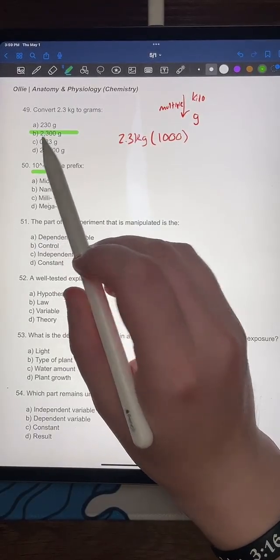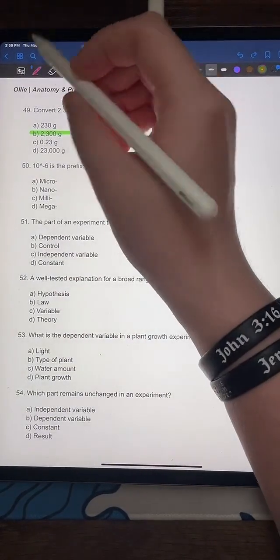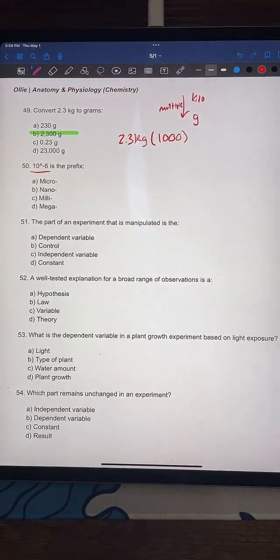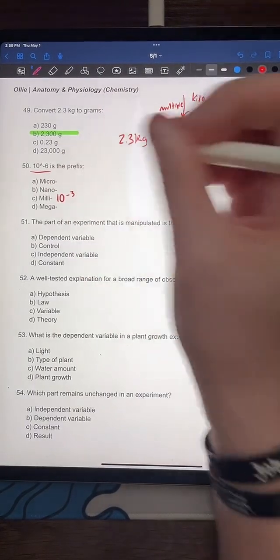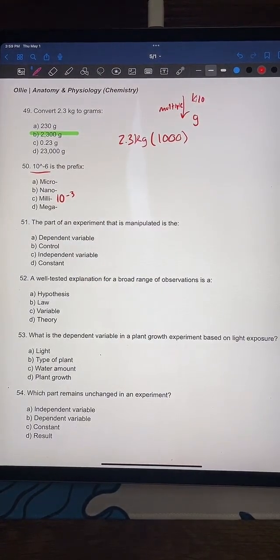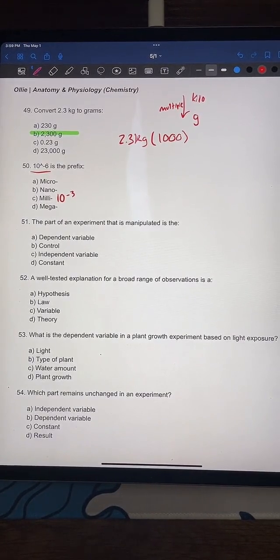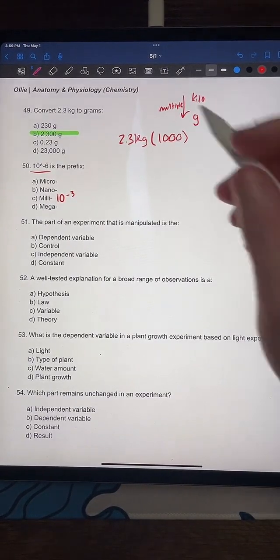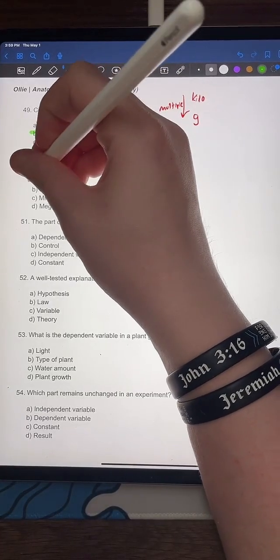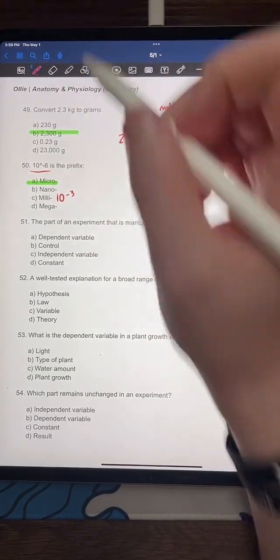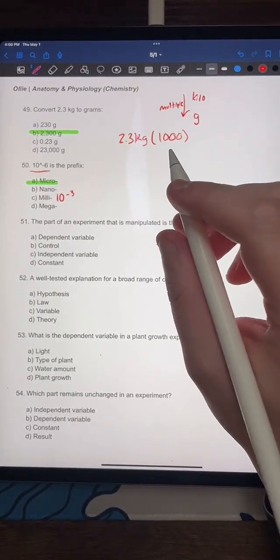Ten to the negative sixth is the prefix for which measurement? Which unit? So again, we just did milli, so this is 10 to the negative third. The answer is A. It is A, micro. So micro is 10 to the negative sixth.